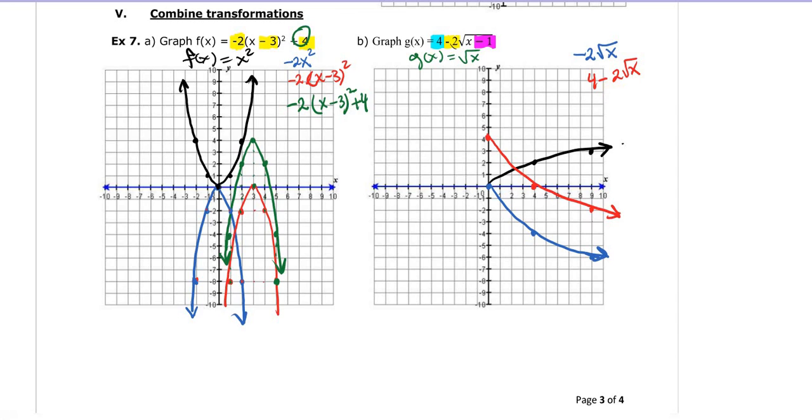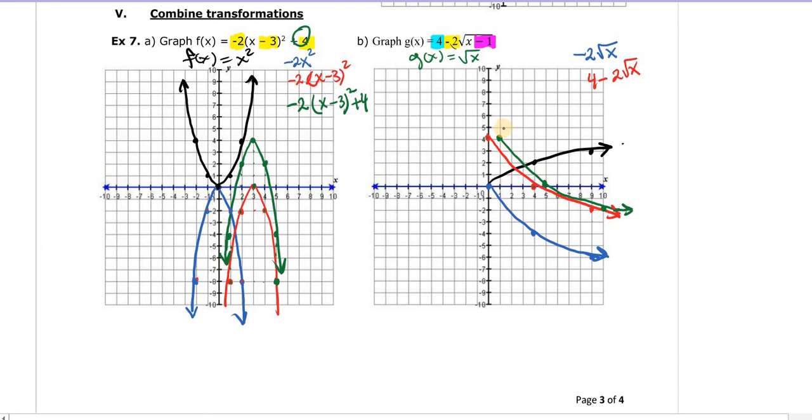Then the last transformation is moving the graph to the right 1 unit. So I will take this red graph and I will move it to the right 1 unit, which will be the green one. If you move this point to the right 1 unit, it's going to become 1 and 4. If you move 4 and 0 to the right 1 unit, it's going to become 5 and 0. If you move 9 and -2 to the right 1 unit, it's going to become 10 and -2. So here is the new graph, the approximate graph of the function.